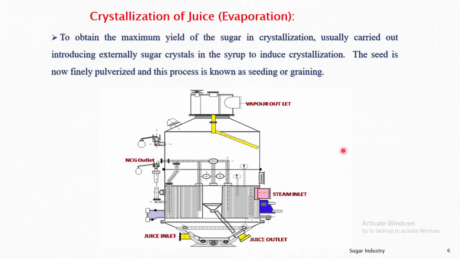Here we can see the vertical section, the inside section of this single effect evaporator or vacuum pan. Here steam is there, juice inlet and juice outlet, and the steam and vapor outlet as well. To obtain the maximum yield, sugar crystallization is usually carried out by introducing external sugar crystals into the syrup to induce crystallization.